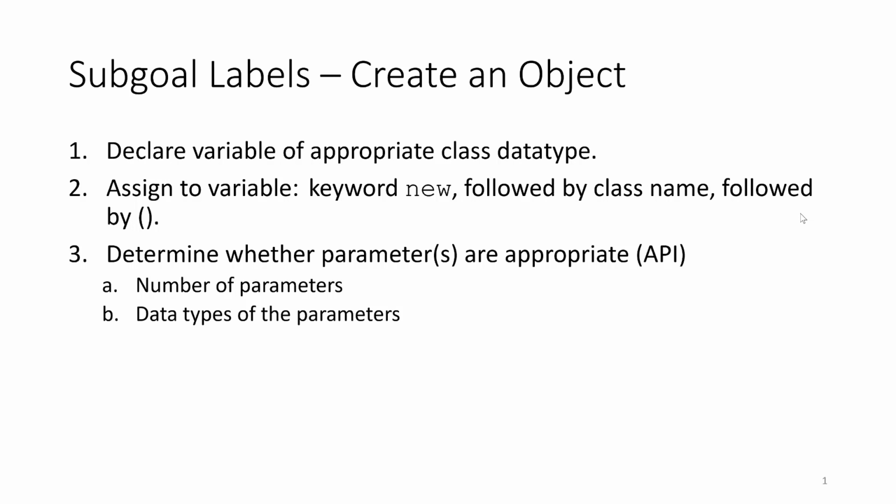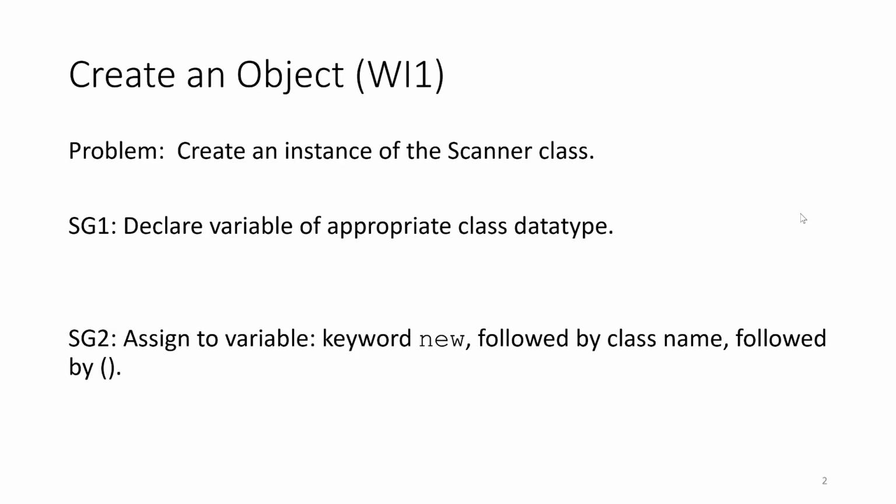For this, there are two parts. 1, what are the number of parameters? And 2, what are the data types of the parameters? Let's look at the worked example. For this worked example, we want to create an object, specifically an instance of the scanner class.